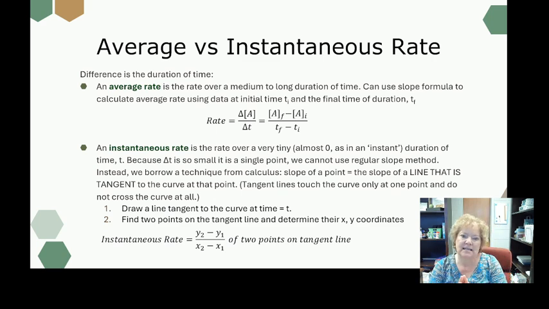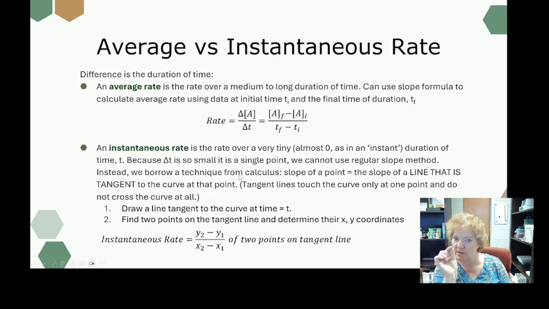An instantaneous rate is over a very tiny period of time. I'm like, right now, what is the rate? Okay, now right now, what is the rate? So it might change over time. And in fact, kinetics is all about how the instantaneous rate changes over the course of the reaction and as a function of the concentration of the reactants.